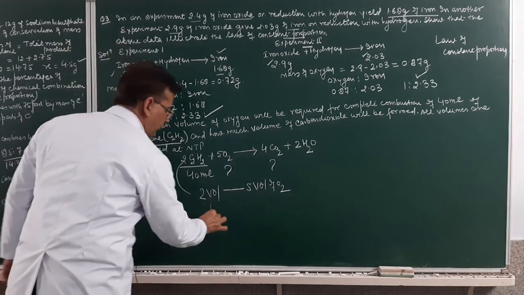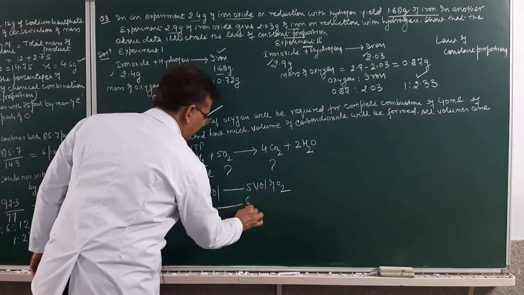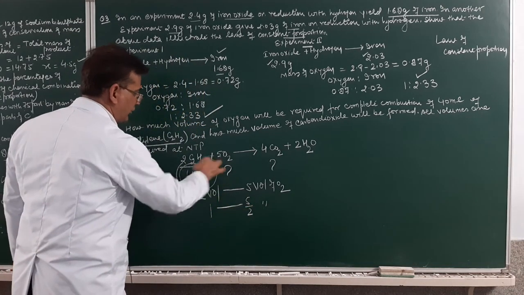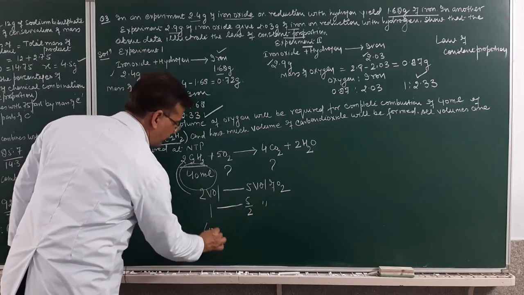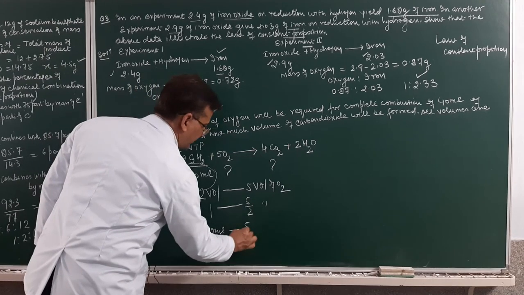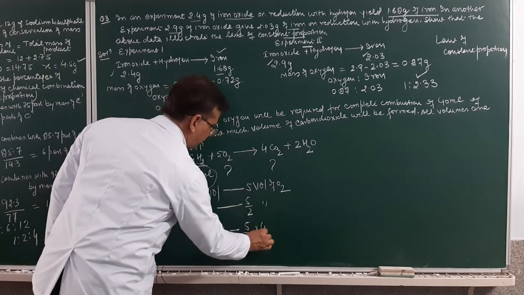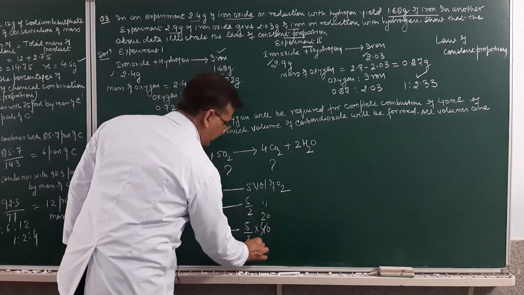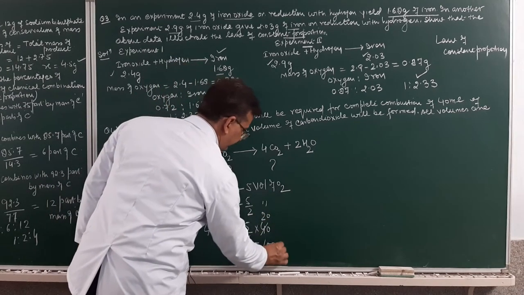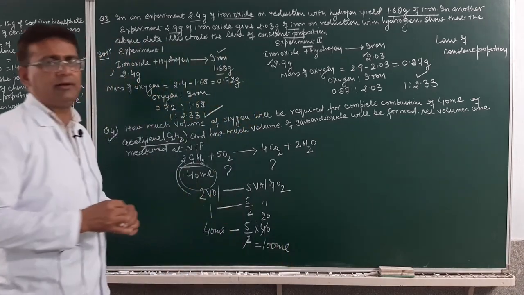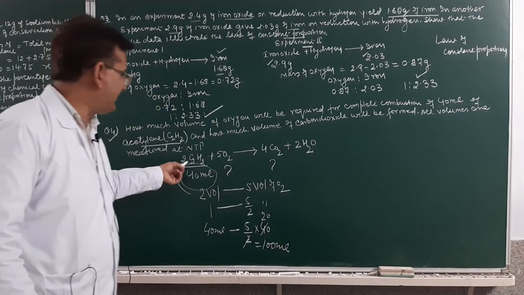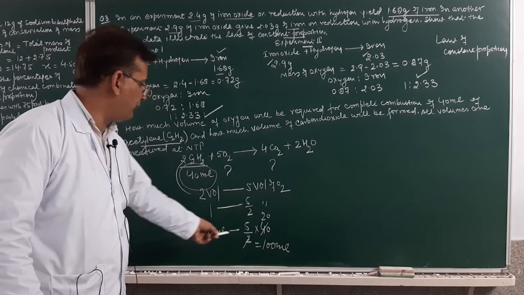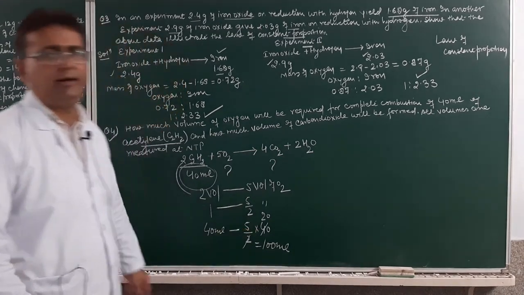So to burn 1 volume, what is required? 5/2 volume of oxygen. What is the volume of acetylene given over here? 40. So to burn 40 ml, what is required? 5/2 into 40. You solve it and it will come to be equal to 100 ml. I think it is very clear. To burn 2 volumes of acetylene, 5 volumes of oxygen is required. 5/2 for 1, and to burn 40, it will be 100 ml.